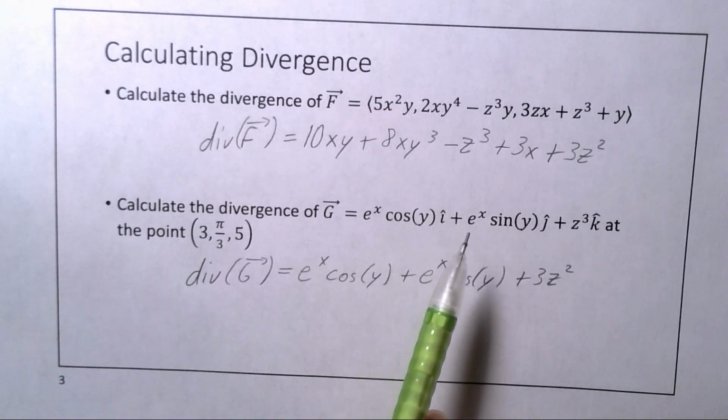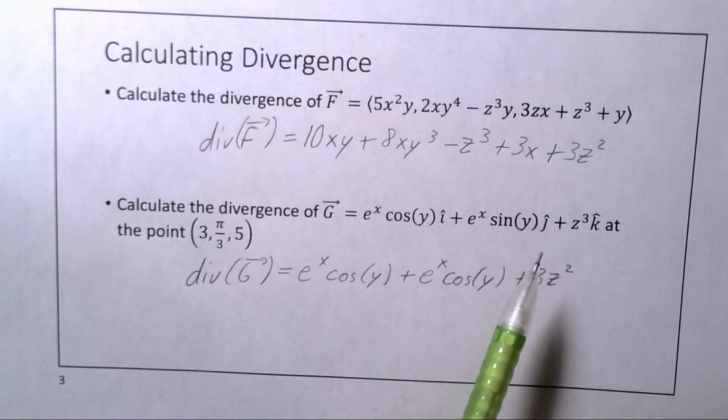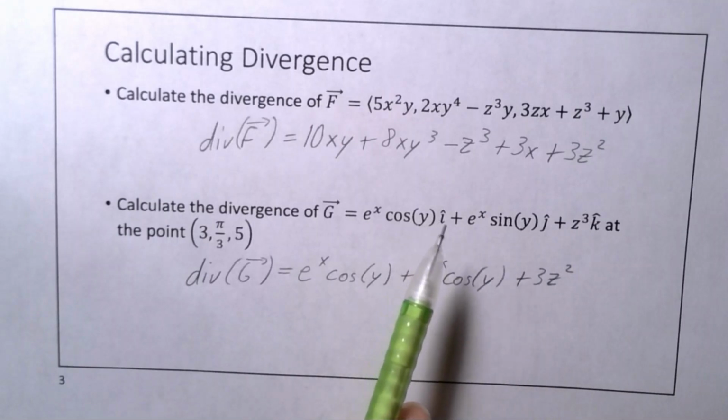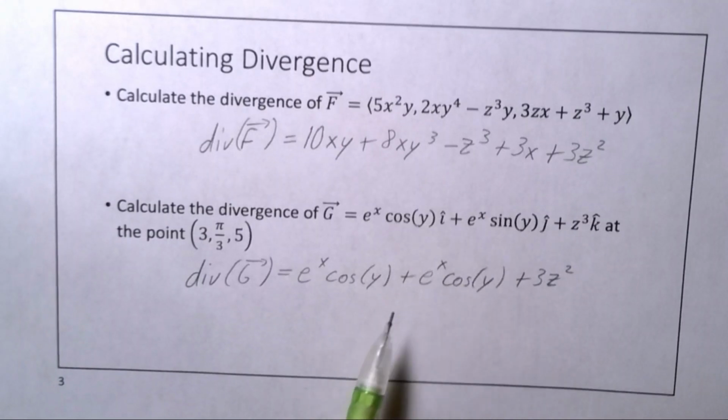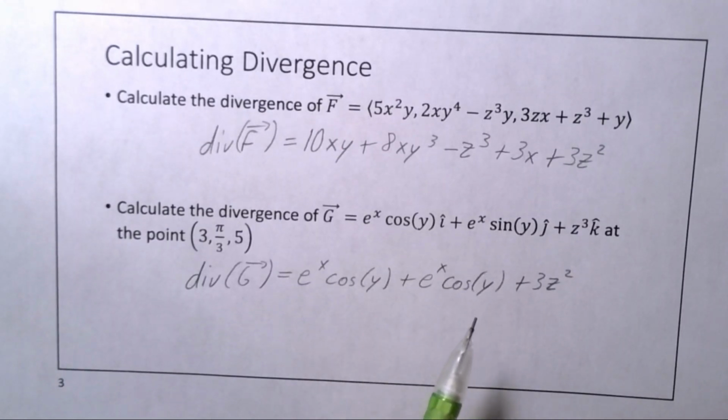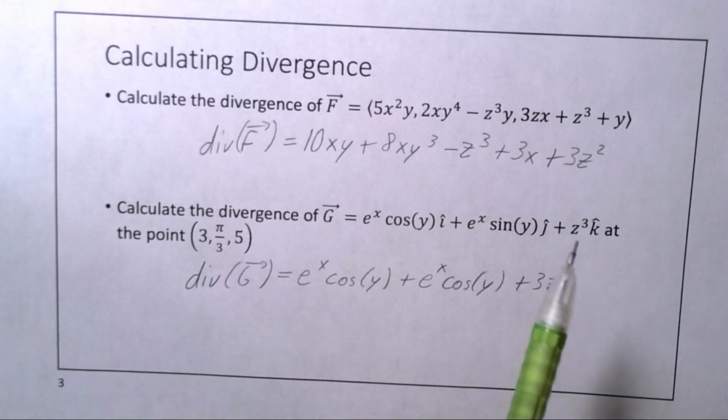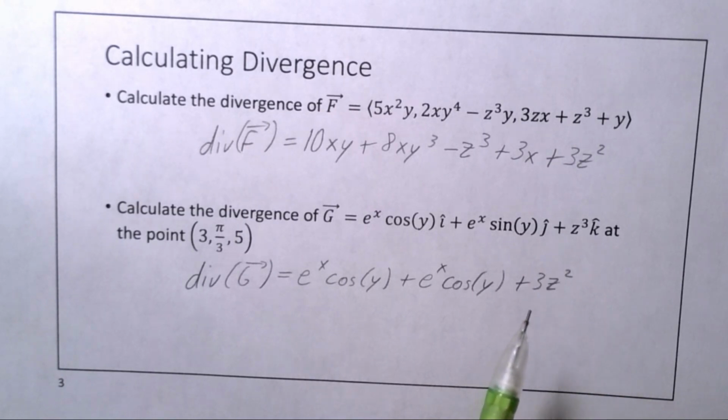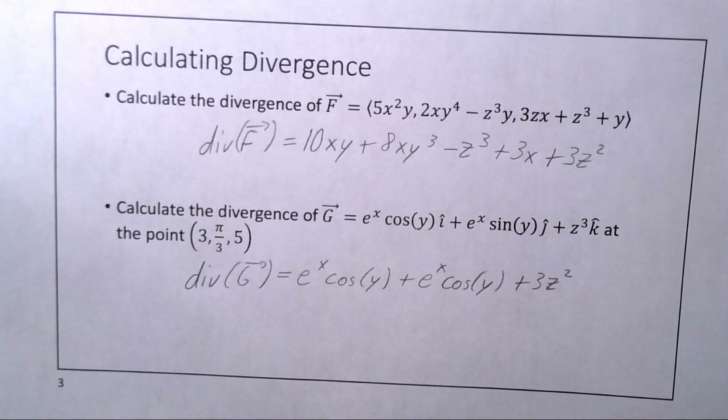Next, we take the derivative of the second component with respect to y. The derivative of e to the x sine y is e to the x cosine y, as the derivative of sine is cosine and e to the x does not involve y. Then we add on the derivative of the third component with respect to z. The derivative of z to the third is 3z squared, and there we have the divergence of g. The next step is to plug in the coordinates of the point.